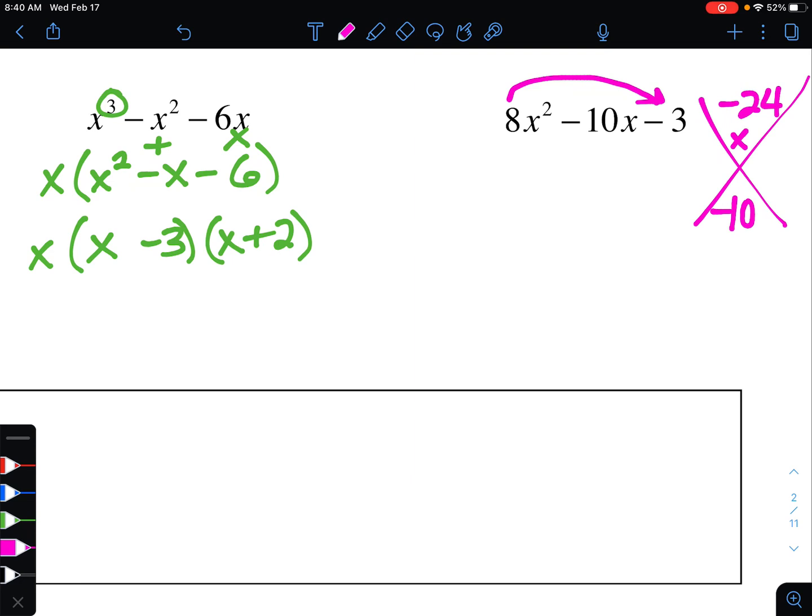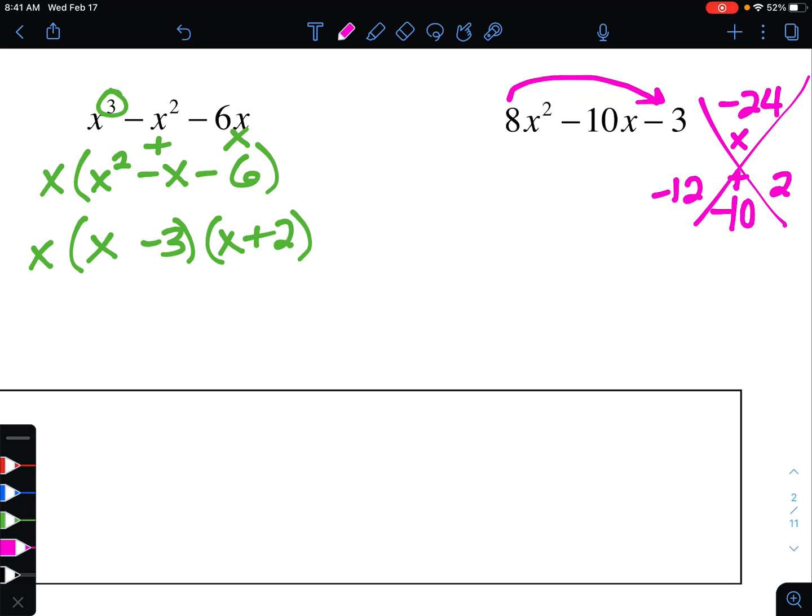So now we're still looking for numbers that multiply to be negative 24. They also have to add to be negative 10. And in this case, those two numbers are going to have to be negative 12 and 2. Be careful trying to use negative 4 and negative 6. While negative 4 plus negative 6 is negative 10, it does multiply to be positive 24, not negative 24.